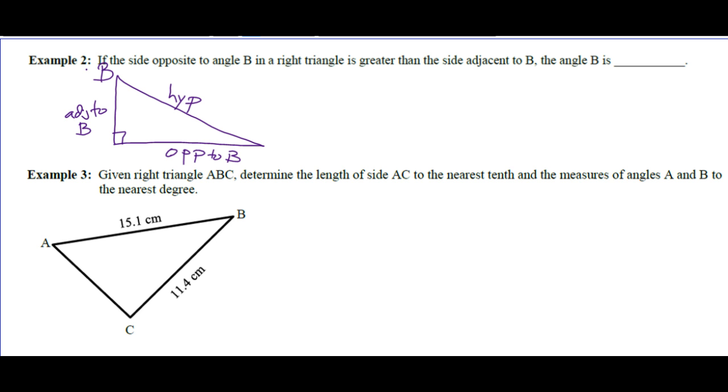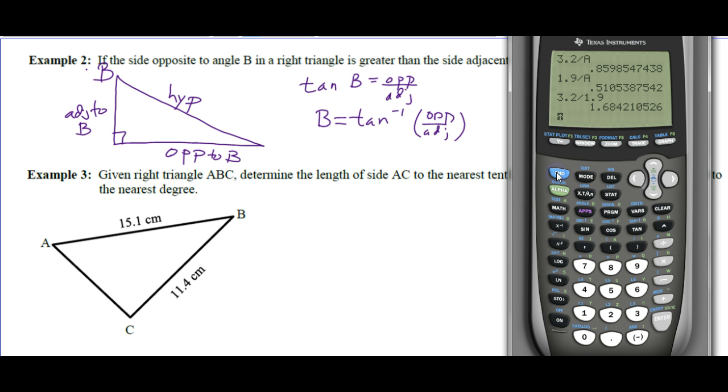Okay, which ratio uses opposite and adjacent? Tan. Okay, so we say the tan of B is opposite over adjacent, which means B is the inverse tan of opposite over adjacent. So we could say, well, what's going to happen if they're equal to each other? So what if I do inverse tan, and I make those two sides equal? Let's say they're both 5, right? 5 divided by 5, I get 45 degrees.